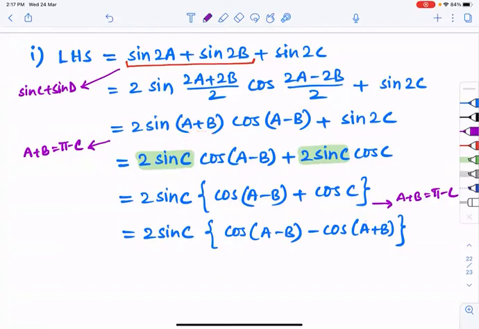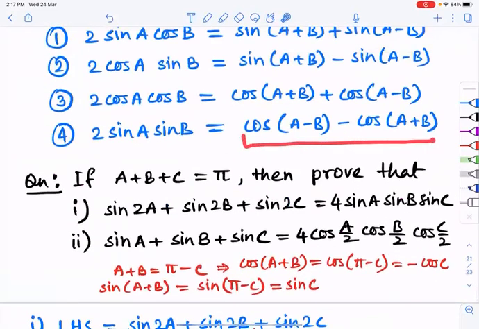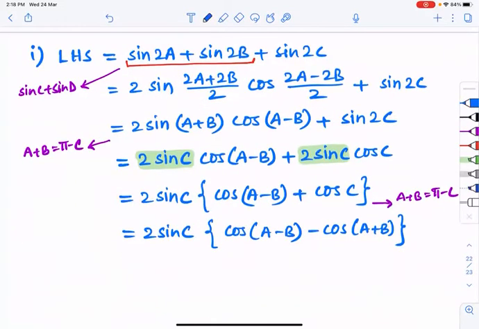Now, cos(A minus B) minus cos(A plus B). Directly we have this formula here, cos(A minus B) minus cos(A plus B). That formula we can use, and we can get 2 sin A sin B from there. So I'll just write this as 2 sin A sin B. Outside we have 2 sin C, and inside the bracket we have 2 sin A sin B by the transformation formula.